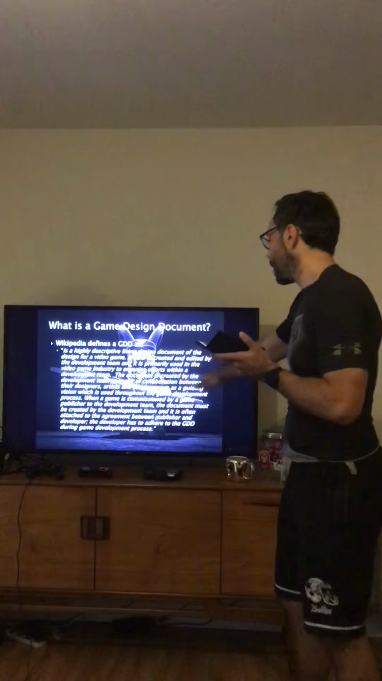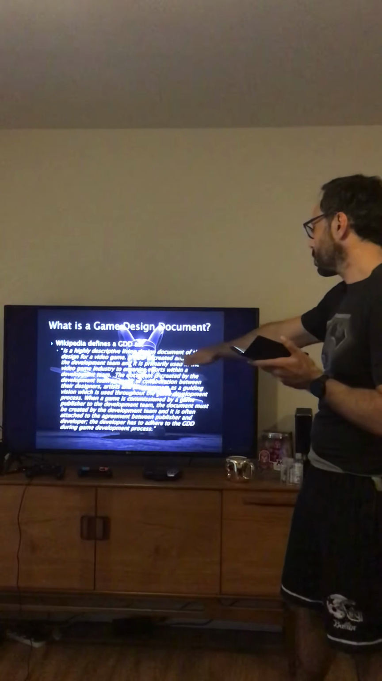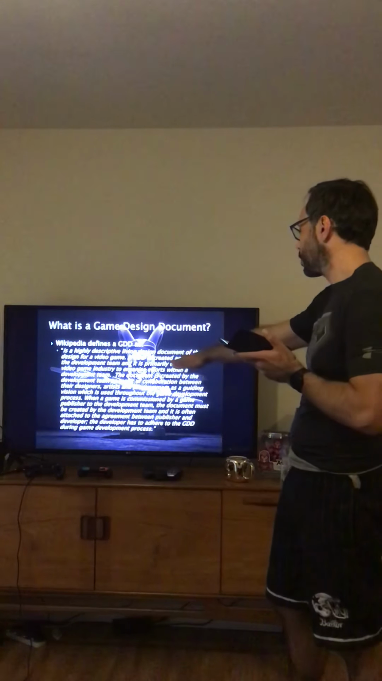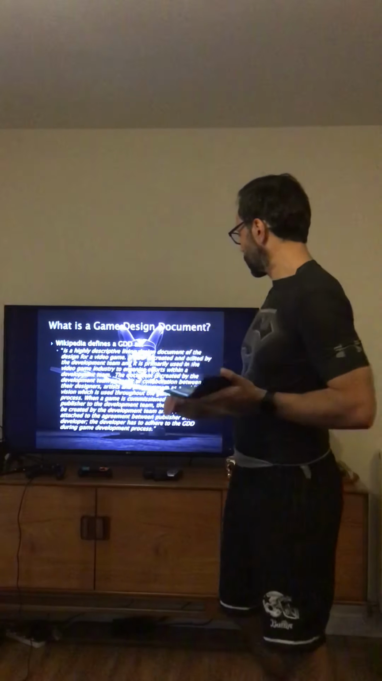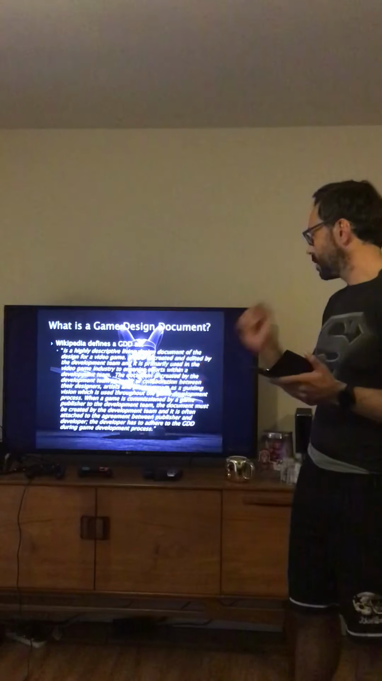When a game is commissioned by a game publisher to the development team, the document must be created by the development team and is often attached to the agreement between publisher and developer. The developer has to adhere to the game design document during the game development process.